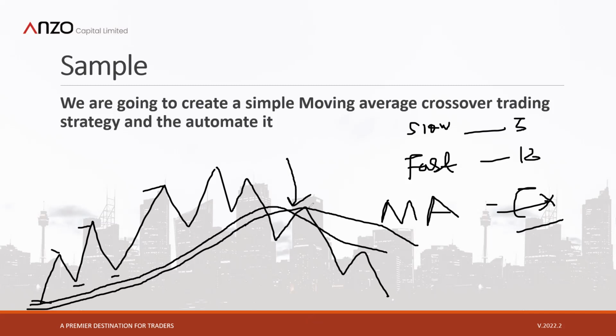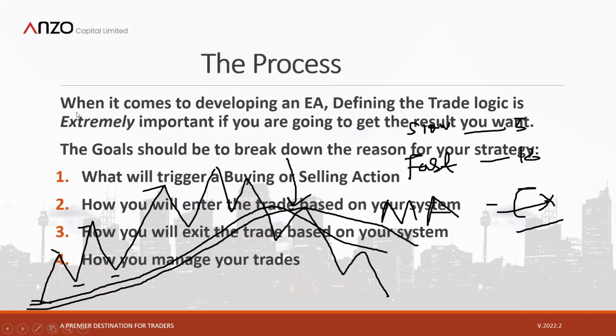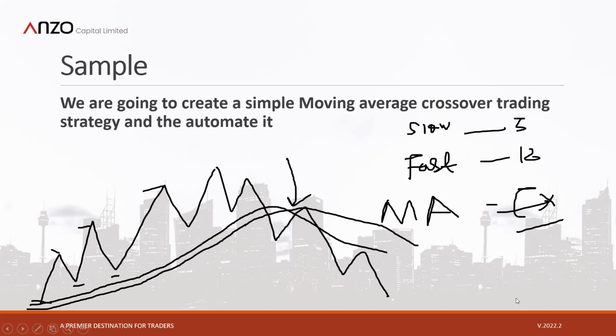Now, if you look at what I just drew, let's go back to our process screen. Don't worry about the gibberish. The first step is that we want to understand the reason why we are buying or why we are selling, right? And if we go back to the previous slide, we are looking to buy, right? Sorry, we're looking to buy when the slow moving average crosses.